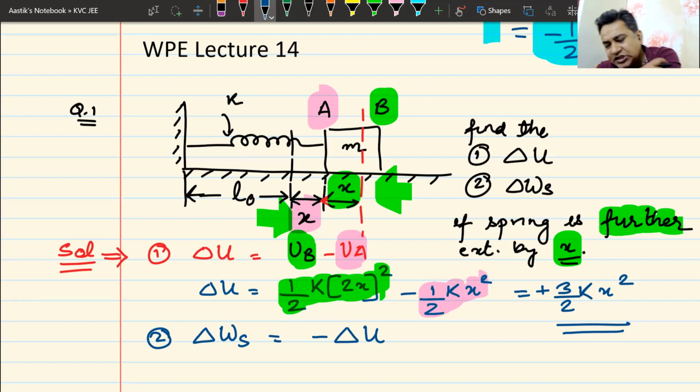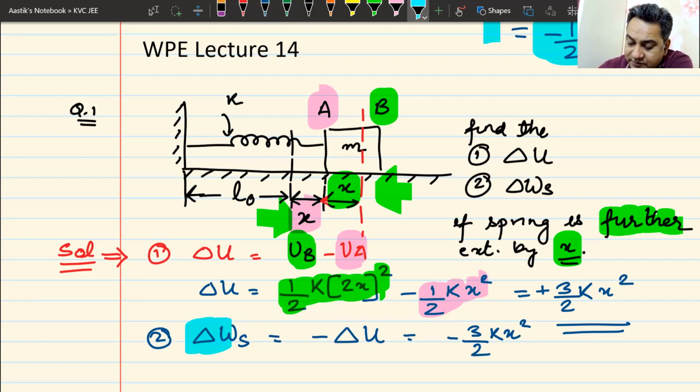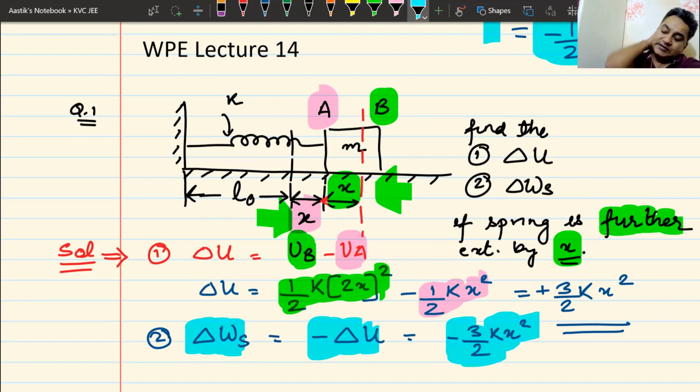Change in potential energy is negative of work done. So work done is negative of change in potential energy. Just put a negative sign and you get your final answer for work done by the spring, which is in blue, calculated from the formula. And the answer is this.